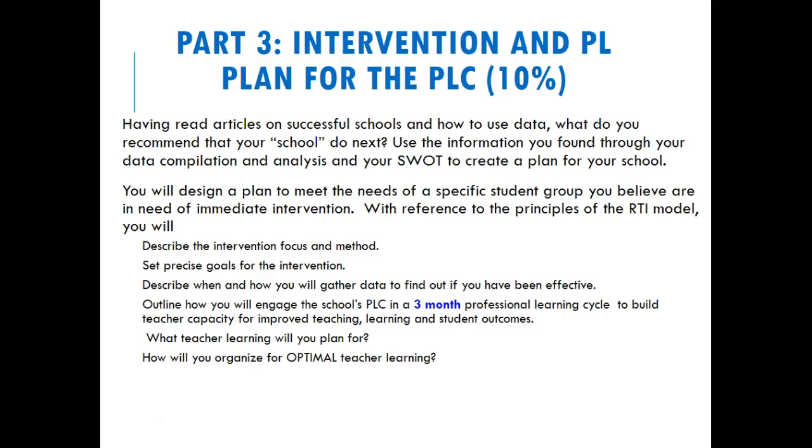So, having read articles on successful schools and how to use data, what do you recommend that your school do next? So use all of this information that you found through parts 1 and 2 to create a plan, a cohesive plan for your school. You will design a plan to meet the needs of a specific student group you believe are in need of immediate intervention. So hopefully through parts 1 and 2, you've determined a subgroup of students, a handful in a specific class at a specific grade or within a certain demographic who need the intervention.